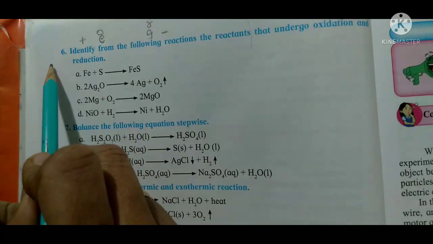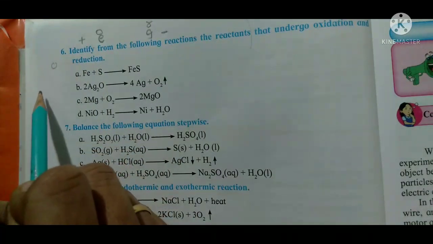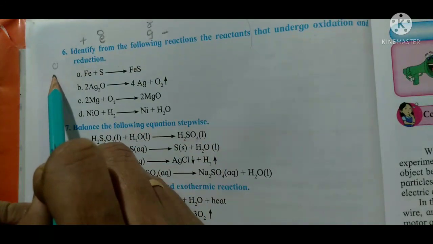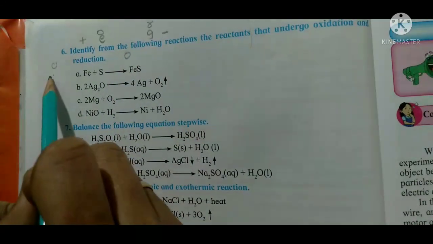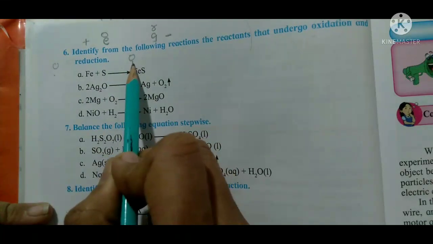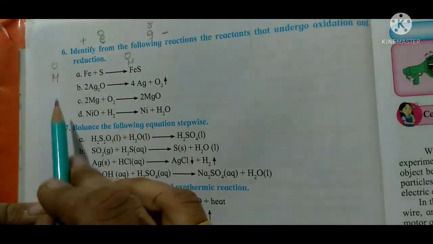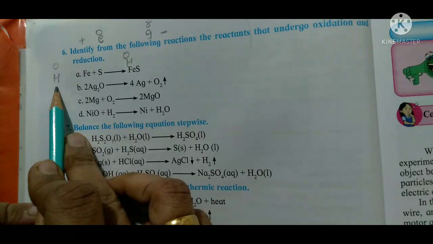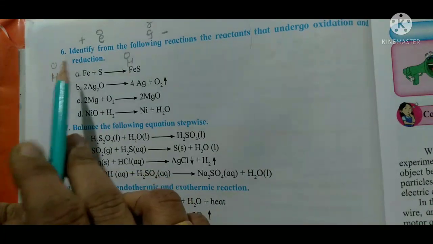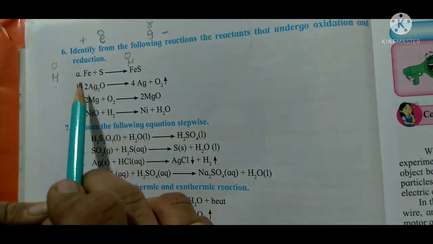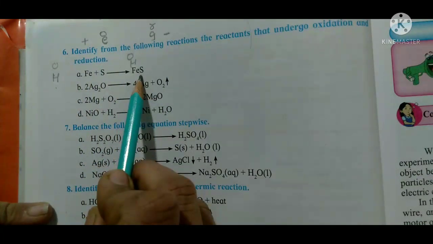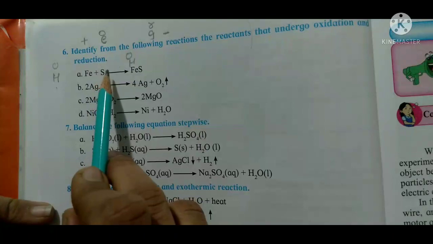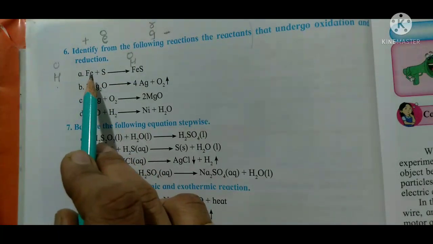Second criteria, addition of oxygen, oxidation. Removal of oxygen, reduction. Addition of hydrogen, reduction. Removal of hydrogen, oxidation. Okay, so these are the criteria that we have to follow. Now see first one, iron plus sulfur, you got iron sulfide. So Fe plus S. So what happens over here?